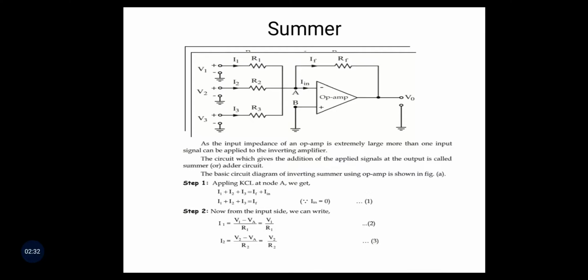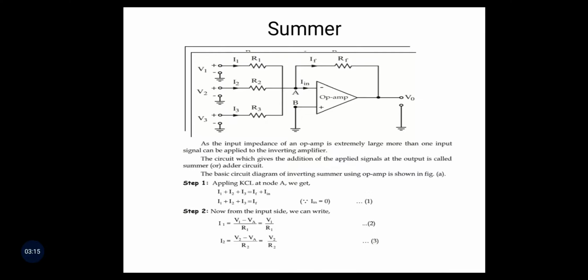Here IN equals 0, because the op-amp has very high input impedance. That's why the current flowing into the op-amp is 0. That means IN equals 0. The feedback current is IF, and the feedback resistor is RF. The currents are I1, I2 and I3, and the input voltages are V1, V2 and V3.